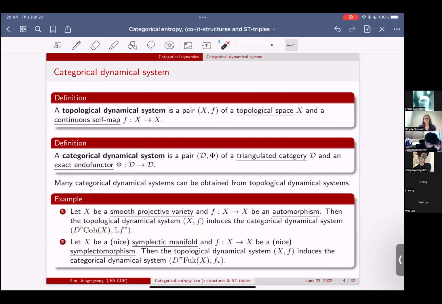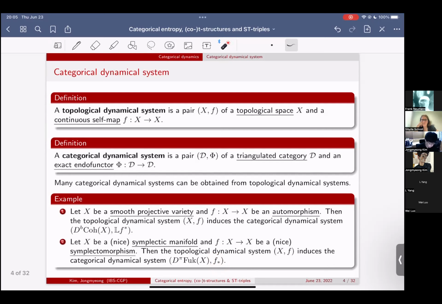And the second one is an example from symplectic geometry, and we consider a nice symplectic manifold X. I will not explain what this means, but nice enough to define the Fukaya category, and let F be a symplectic morphism. Then in this case, this topological dynamical system induces the categorical dynamical system, where this is the derived Fukaya category of X, and this is an induced functor.